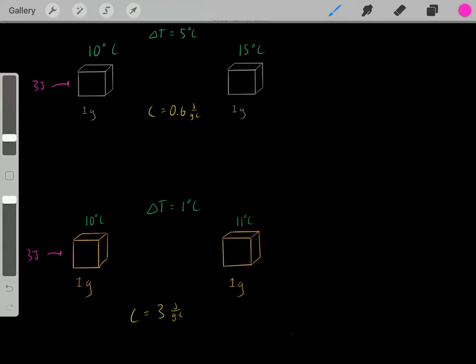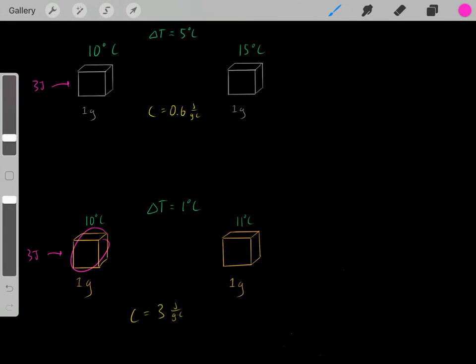This material has a specific heat capacity of 0.6 joules per gram Celsius, while this material has a specific heat capacity of 3 joules per gram Celsius. And again, the point is, the lower the specific heat capacity, the easier it is to change its temperature. However, this material with the high specific heat capacity resists changes in temperature.